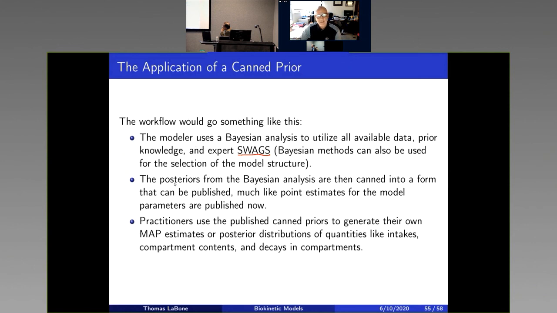So the idea here is that Dr. Leggett would publish these canned priors, or have them in a form that can be published. Instead of getting a table of parameter estimates, you get all the parameters from this canned prior that you can just use right in your new Bayesian or MAP calculation. As a practitioner, I would take that published canned prior, generate my own MAP estimates or posterior distributions, and be confident I'm using the best priors available, not these vague priors that really don't solve any of my problems.